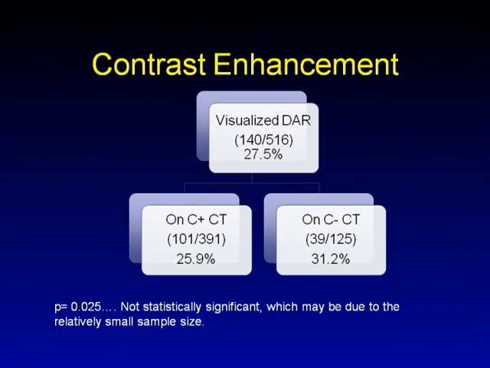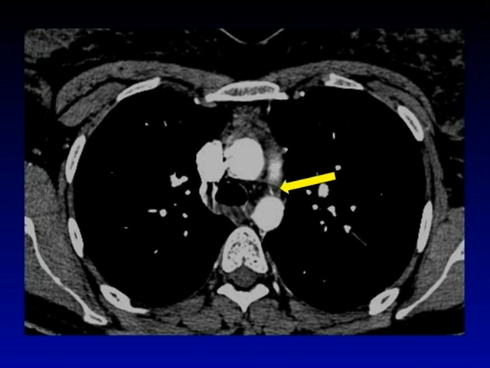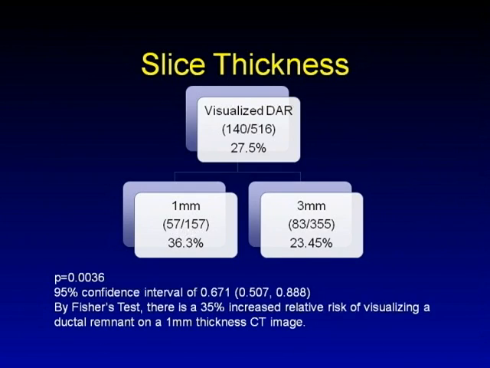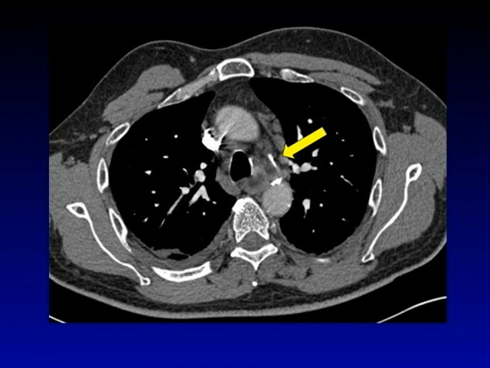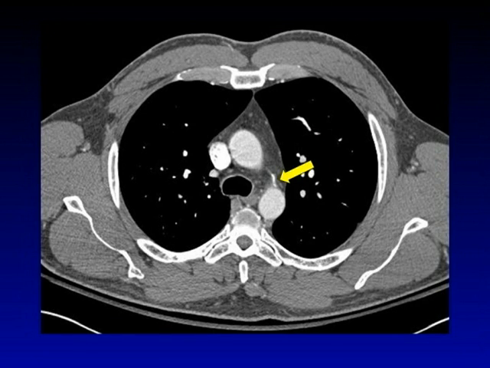Looking specifically at the factors related to the CT scan, the presence of intravenous contrast did not seem to be a significant factor for visualization. This may have been due to the fact that we had a small sample size. Another example of an anterior ductal remnant seen. In terms of slice thickness, there was a higher correlation of visualizing the ductal remnant on 1 millimeter thickness scans as opposed to 3 millimeter, which was seen to be 36% versus 23%, respectively. Another example where you can see a very nice communication. You can see a nice thin channel of contrast communicating. And here's another area of calcification.